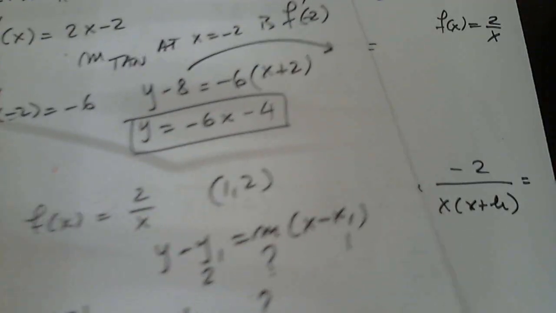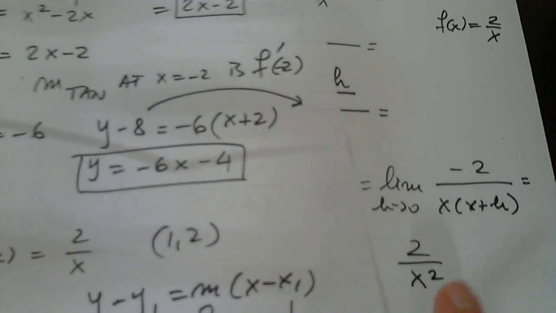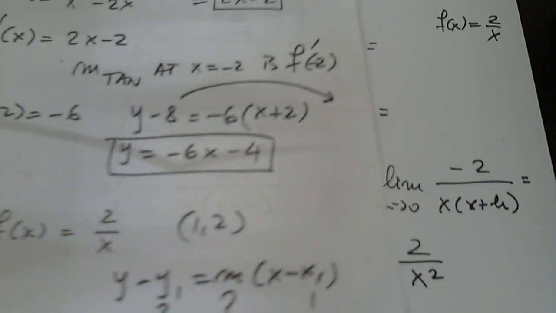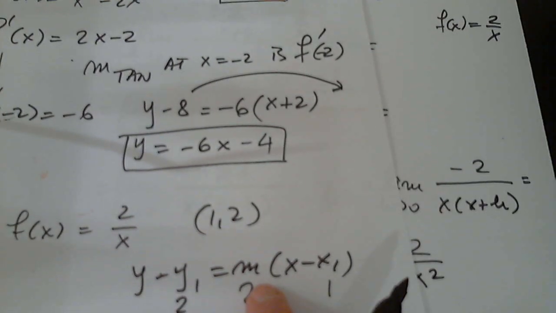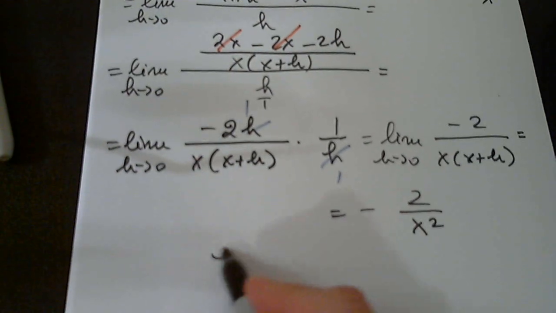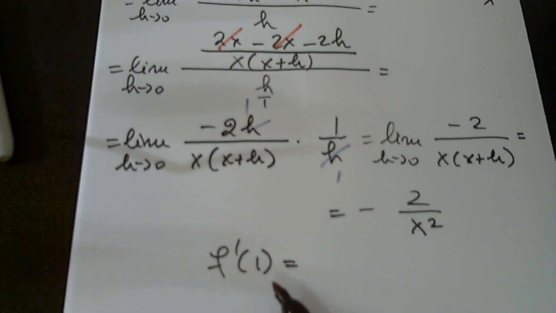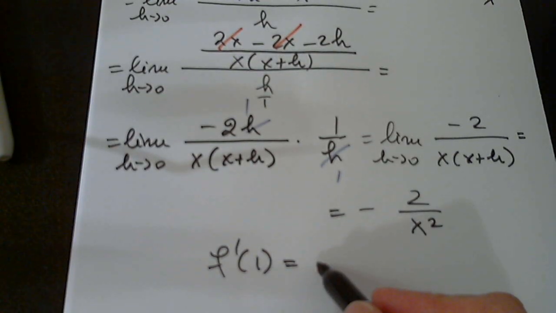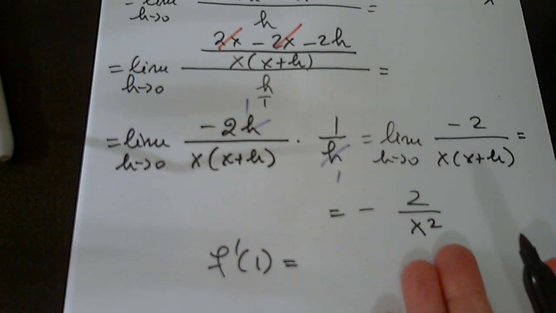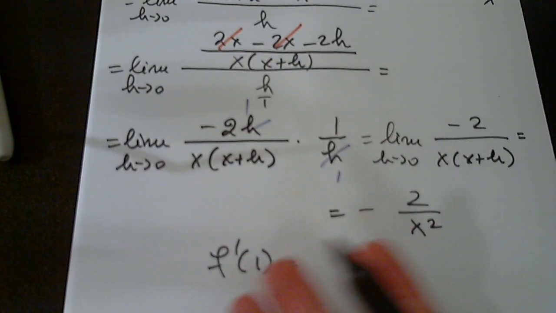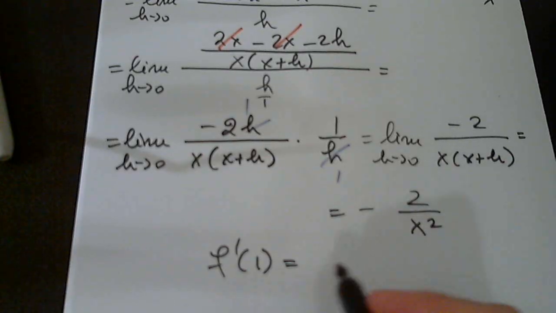So we found the derivative. It's negative 2 over x squared. But I'm interested in plugging in 1 because the slope is f prime of 1. So then how much is f prime of 1? This is f prime of x. How much is f prime of 1? Negative 2. Excellent. Perfect, thank you.